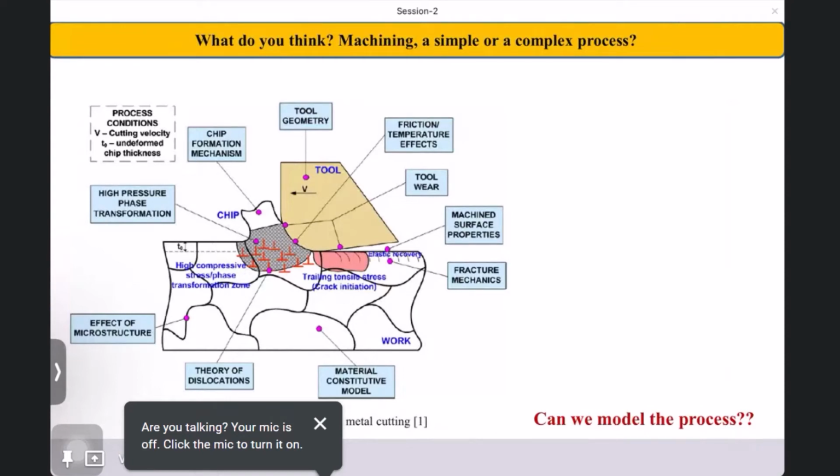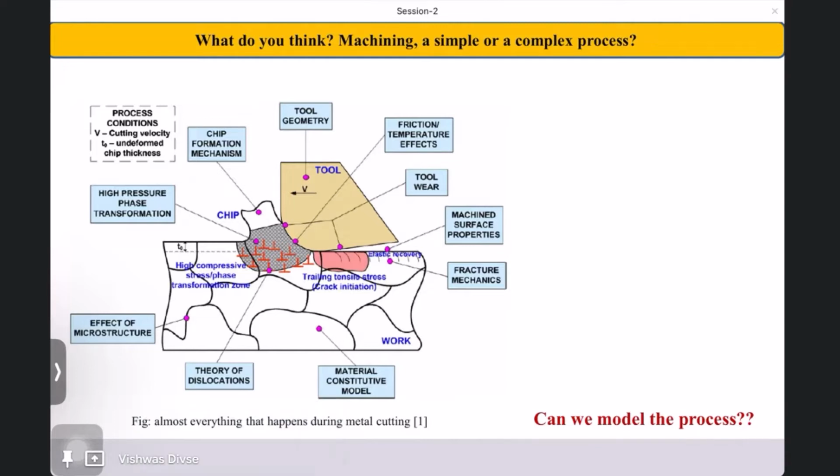If we see machining as a whole, what is happening at all length scales, this process is very complex. A lot of things are happening. So if I am thinking whether machining is a simple or complex process, if I am looking at it as a whole, it is a very complex process to model.